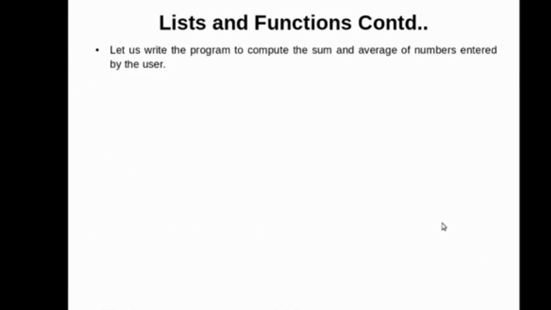And let us write a program to compute the sum and average of numbers entered by a user. We'll see how these functions will help us to reduce our job. First, without using these functions, let us compute the sum and average. Later we can use these functions and see the difference. First, we'll write the program to compute an average without using a list.